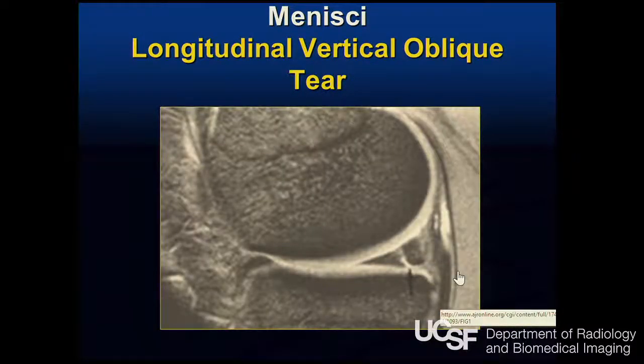This is very different than a longitudinal vertical tear. A longitudinal vertical tear will, on sagittal imaging, be in the vertical plane and will often violate both the superior and inferior meniscal surfaces.